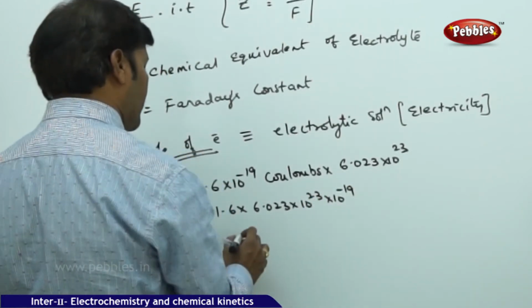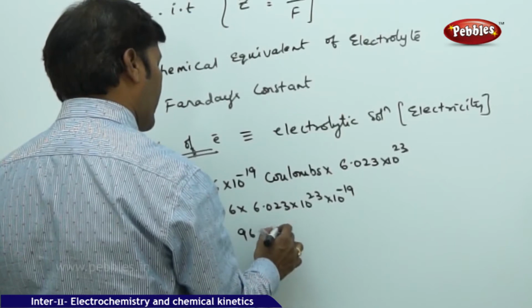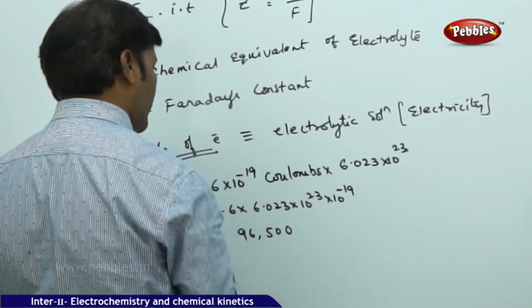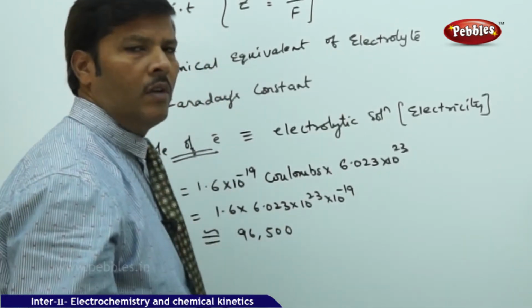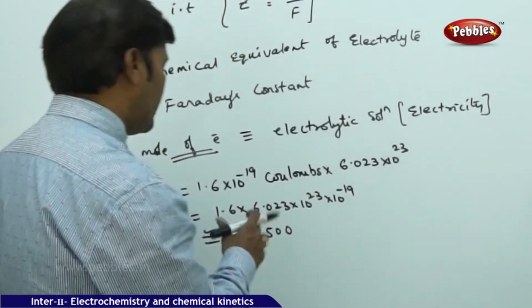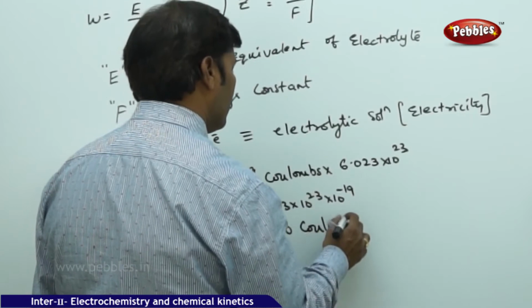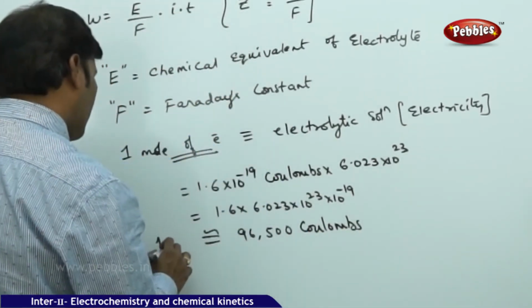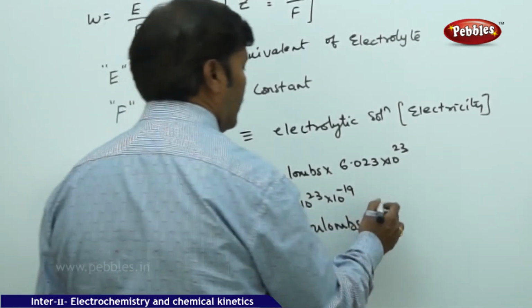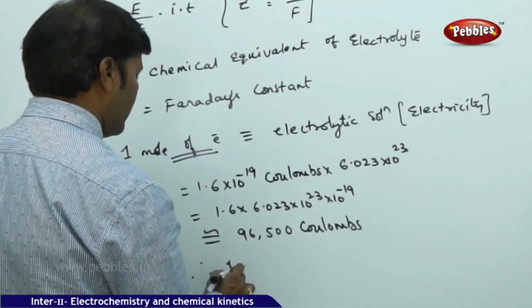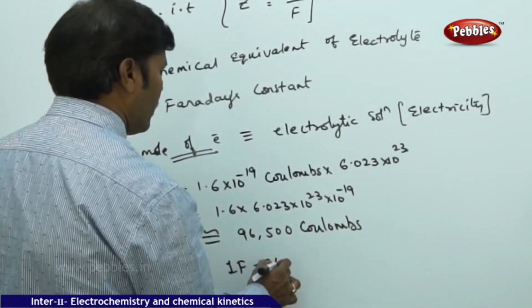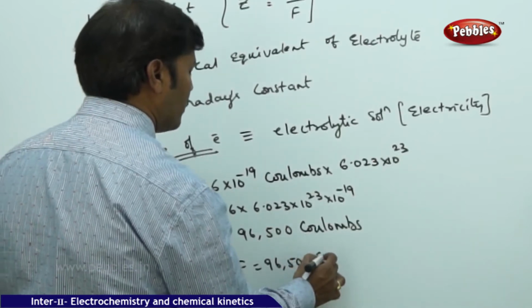Upon simplification you get approximately 96,500. You are not going to get the exact value, but nearly you get 96,500 coulombs, which is equal to 1 Faraday of electricity. So we come to one conclusion: 1 Faraday is always equal to 96,500 coulombs.